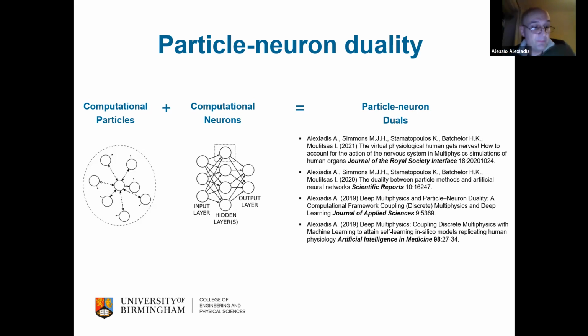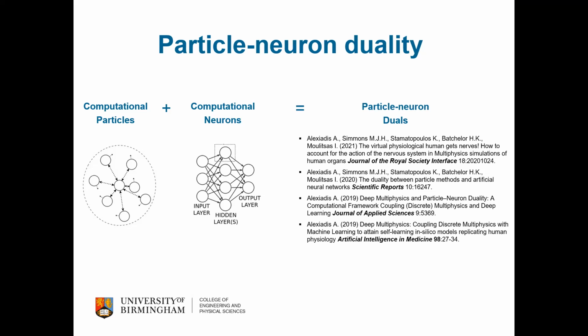So the idea would be to create a new mathematical object that has the properties of both. It exchanges information that represents force in certain cases, and in other cases exchanges other types of information which is not physically related. It has properties like position and velocity, like a computational particle, but at the same time it has internal weights and an activation function, for instance.